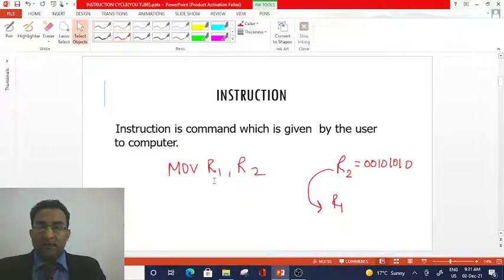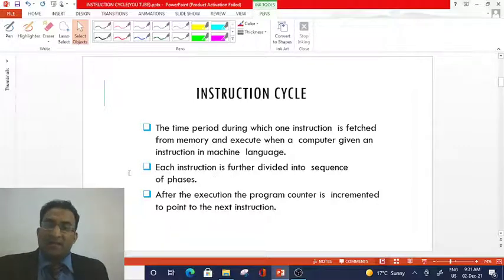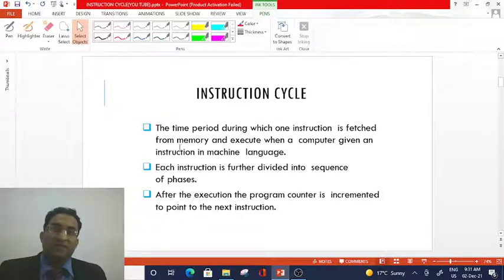Now there is instruction cycle, that how these instructions are performed in the processor. The time period during which one instruction is fetched from memory and executed when a computer is given an instruction in machine language. So basically these all instructions are written in a memory. So these instructions are to be fetched from the memory to the processor. So this is the one cycle that is called fetching operation.